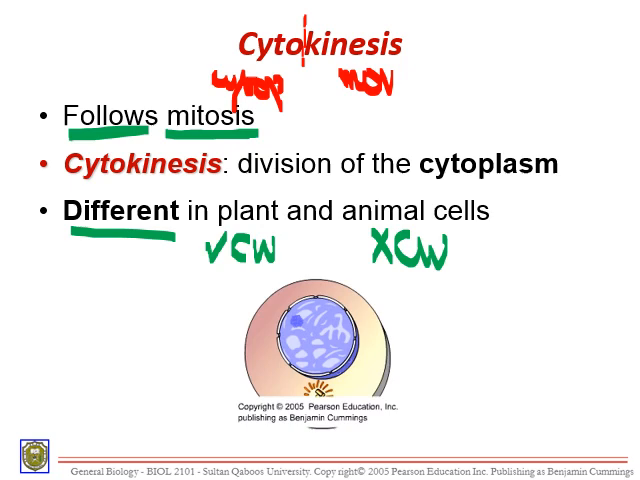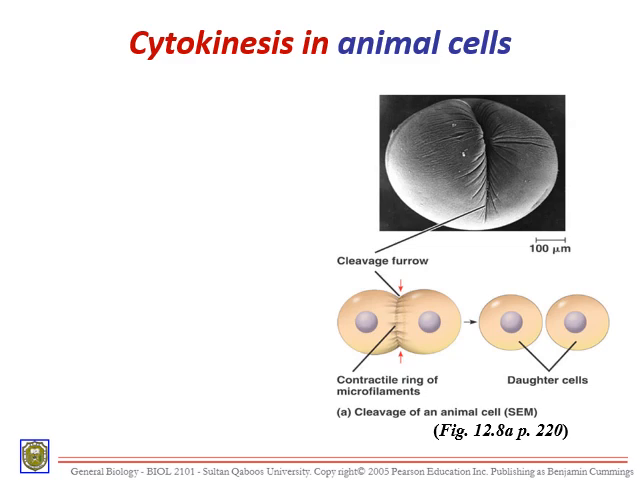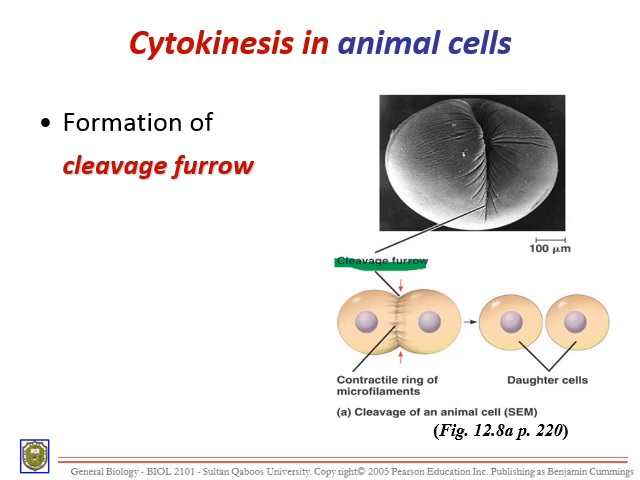All right, so let's start with cytokinesis in animal cells. As we mentioned, cytokinesis is the final stage of cell division. And during cytokinesis, the cytoplasm splits in two and the cells divide. Okay, so in animal cells, cytokinesis starts by the formation of a cleavage furrow. You have a beautiful electron microscope figure here that shows you the cleavage furrow.